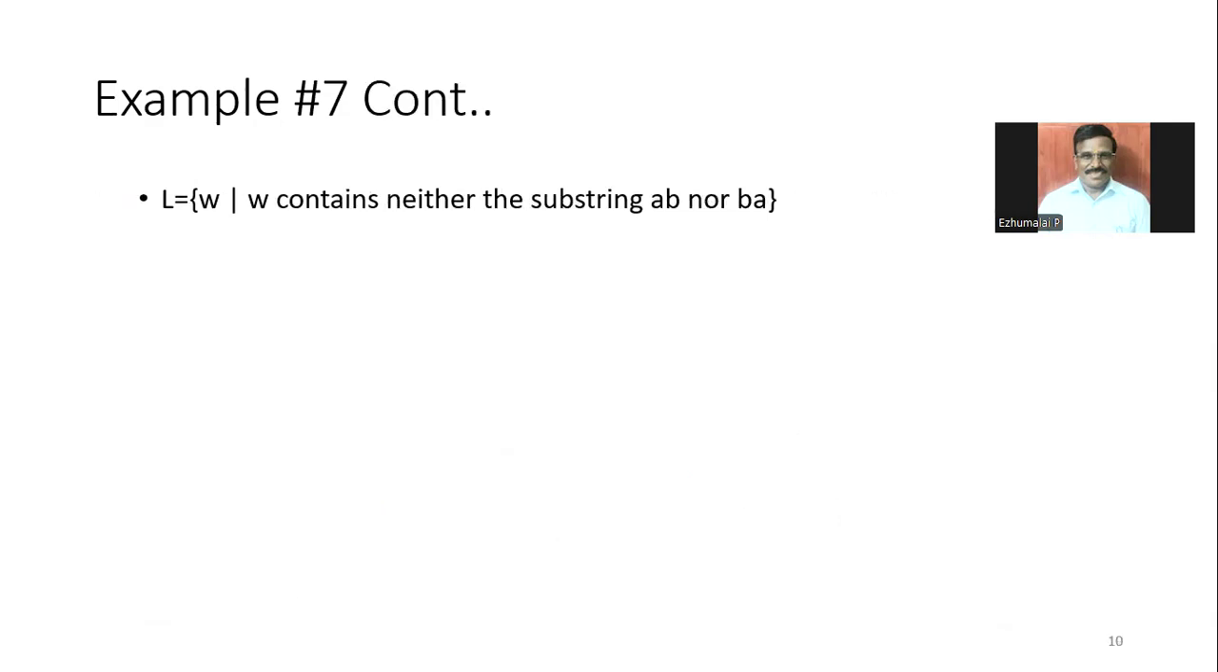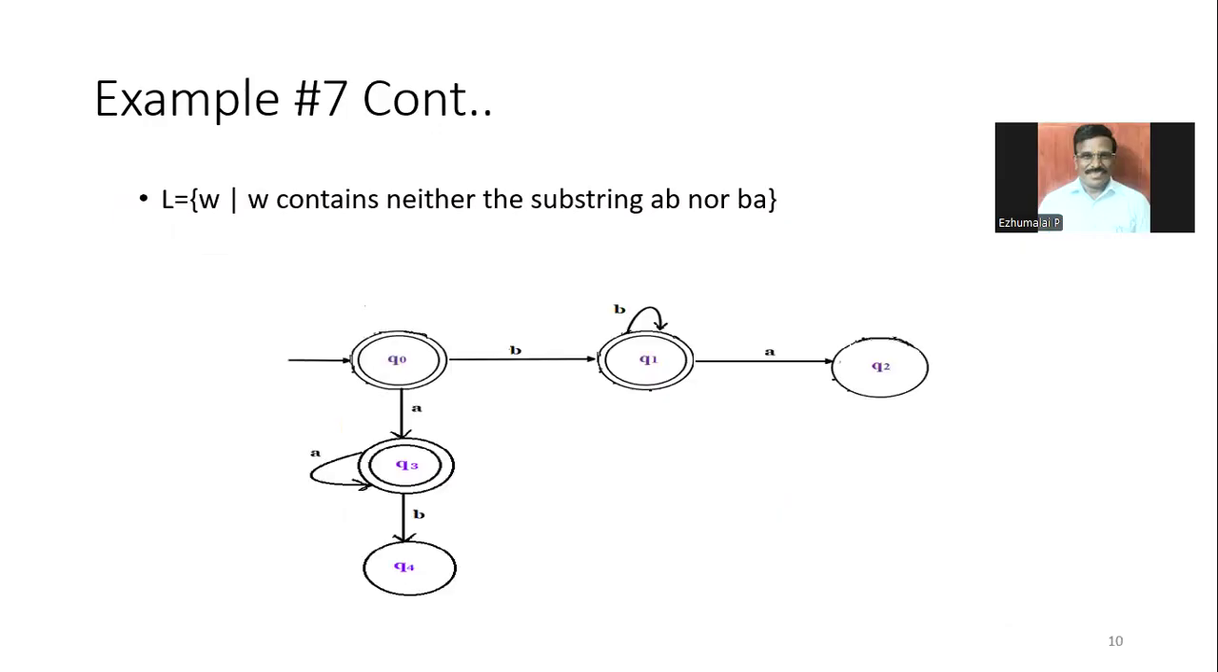Example 7. W contains neither substring AB nor BA. This is the system for AB or BA. Q0 is a final state, Q1 is a final state, and Q3 is a final state. Giving B in Q0 goes to Q1. Again, giving B is a self loop on Q1 only. Giving A goes to Q2. On this side, giving B goes from Q0 to Q3. Q3 is also a final state. Again, A is a self loop on Q3. Giving B goes to Q4.